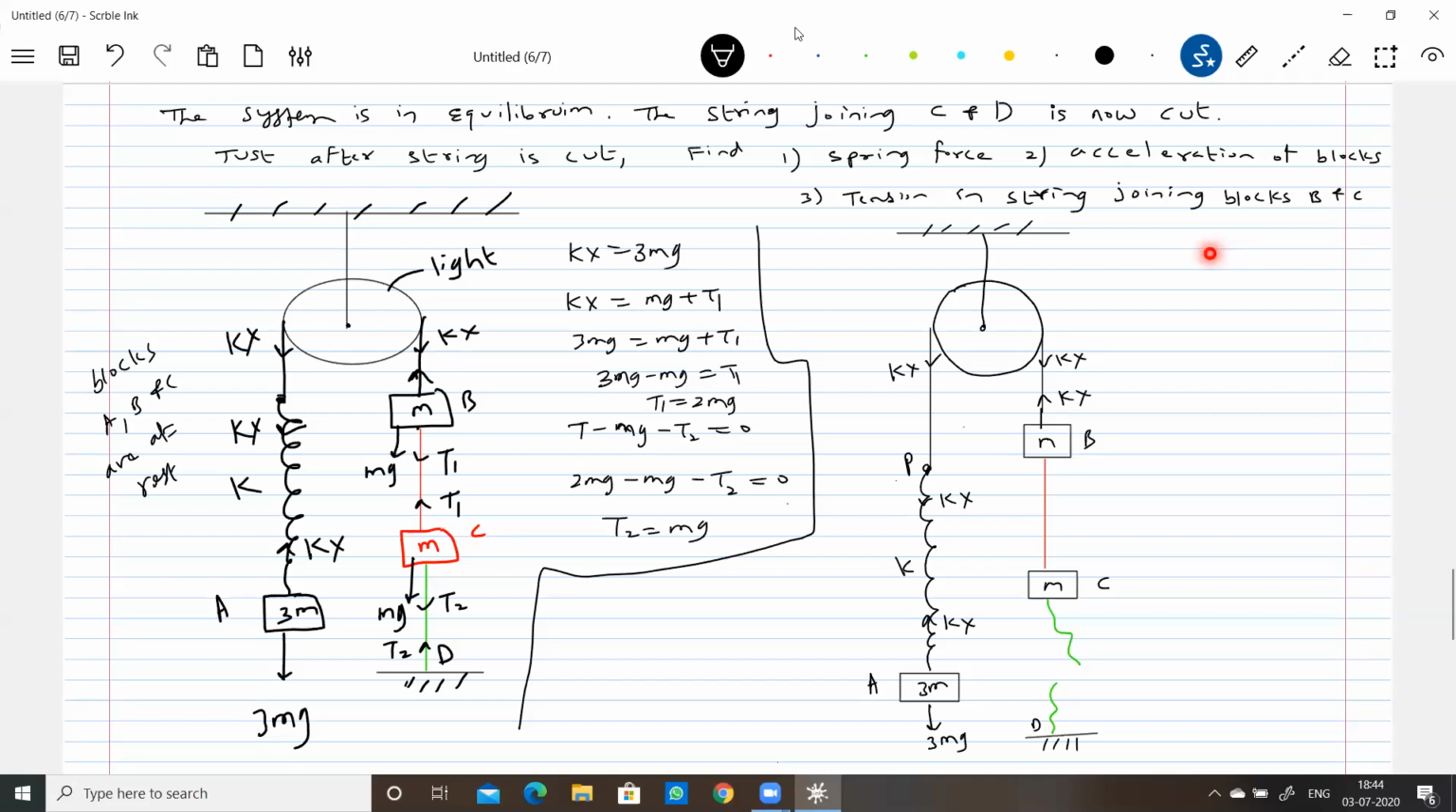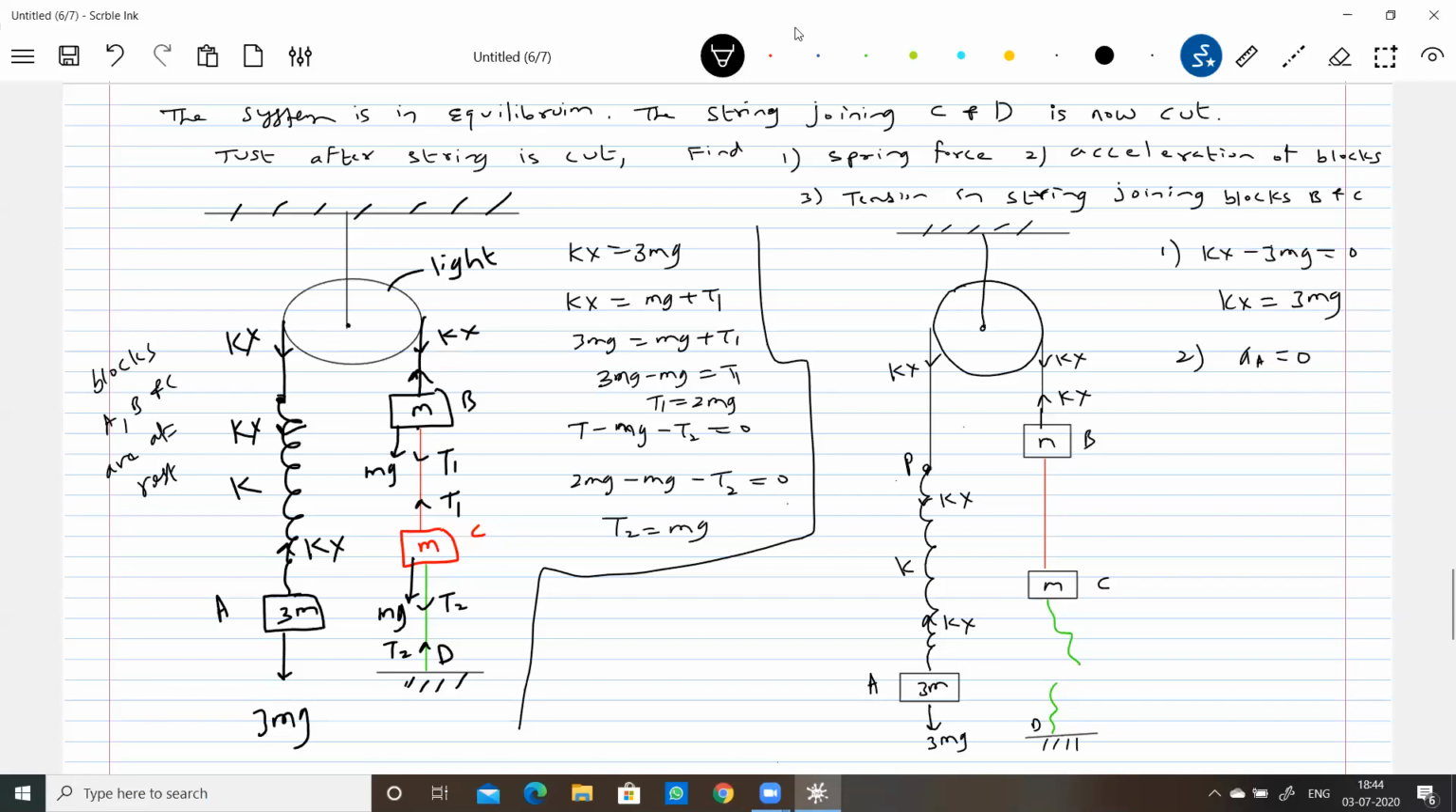So first, let's come one by one. The first part is kx minus 3 mg equals 0. So what is the spring force? 3 mg. Second one, what is the acceleration of the block? The acceleration of block A must be 0, because what is the net force acting on it? This one. Okay, let's come for B and C.